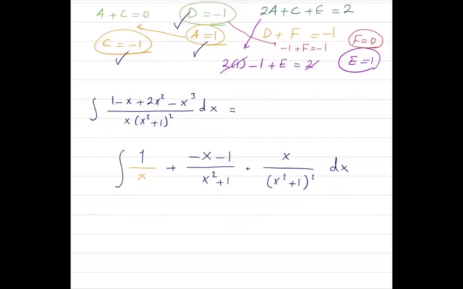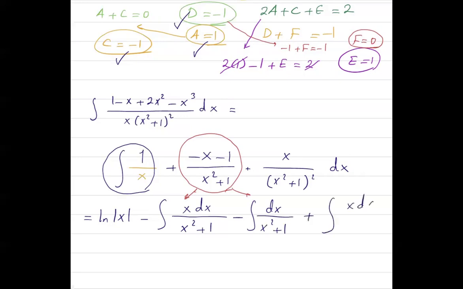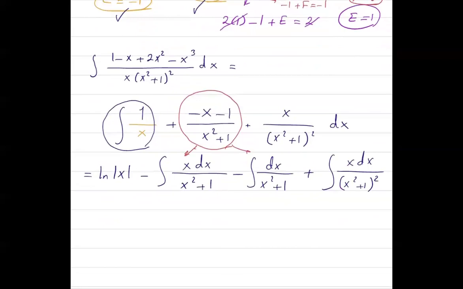This integral is basically ln of absolute value of x. So this is your integral here. But for the integral here, I can divide this up into 2 pieces. I have negative integral of x dx divided by x squared plus 1 minus the integral of dx divided by x squared plus 1. So again, I took the middle integral and divided that up into 2 integrals. And the last integral is plus the integral of x dx divided by x squared plus 1 to the 2nd power.